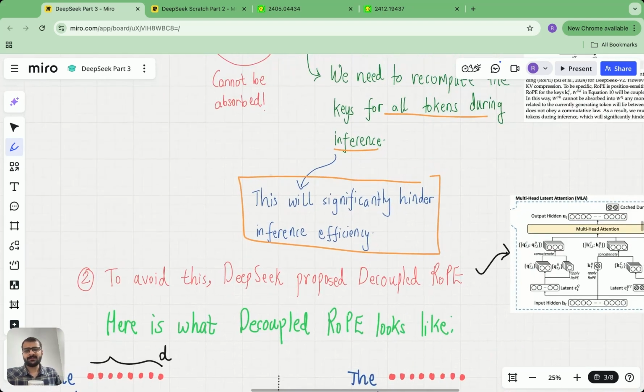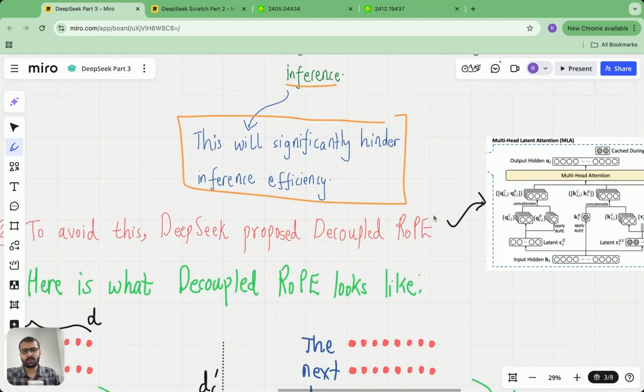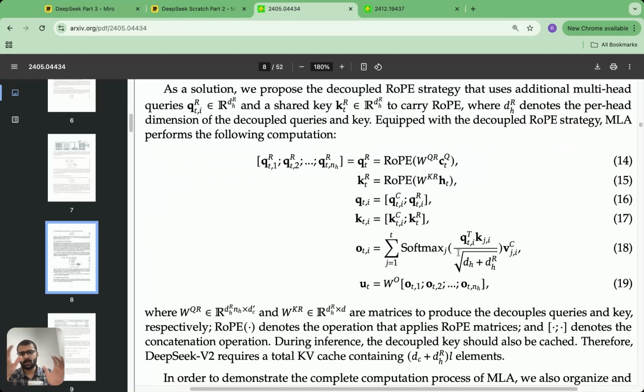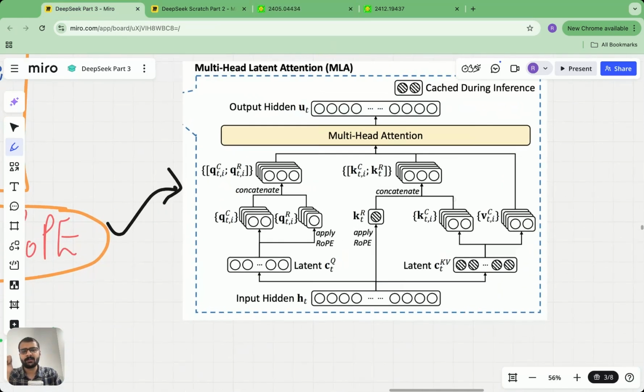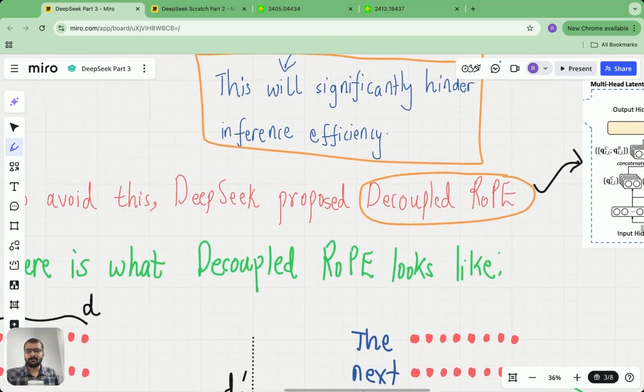And the solution which DeepSeek came up with is actually pretty simple and straightforward. It's called decoupled rope. So decoupled rope, if you take a look at the formula over here, it does seem very complex and it's very difficult to actually understand what's really going on here. And if you also take a look at the schematic which they propose, it also looks quite complex. There are so many symbols here. There is this KT, apply rope, latent. It's difficult to understand what's going on. But the trick is actually pretty simple.